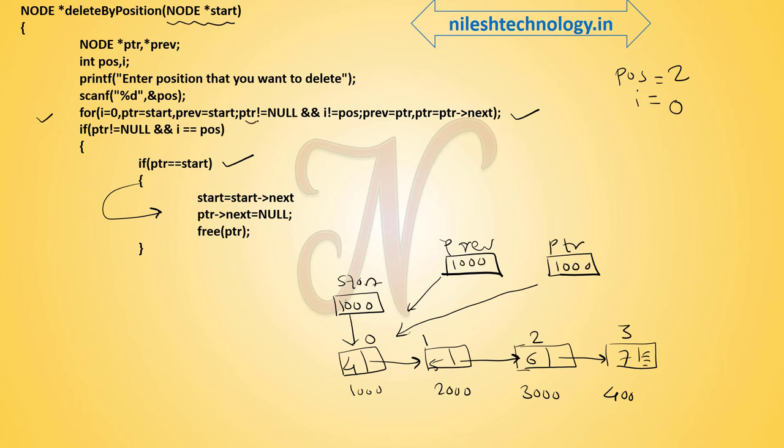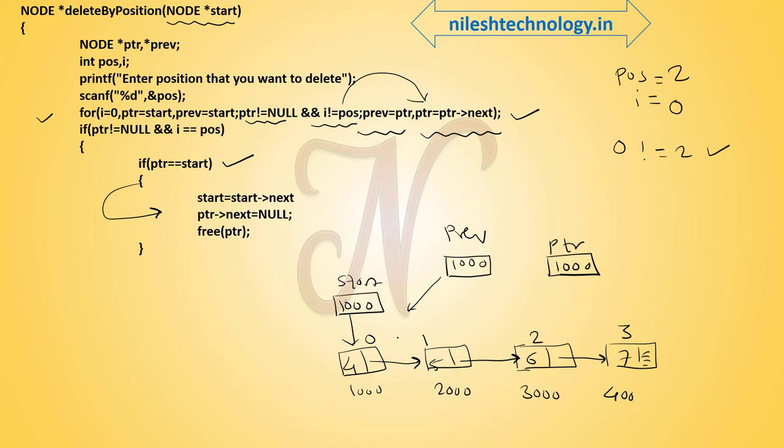Then the condition: ptr is not equal to null and i is not equal to position. So i 0 is not equal to 2, true. So it goes to this increment part, prev equal to ptr and ptr equal to ptr of next. So prev is already pointing to ptr and ptr equal to ptr of next. Now ptr is pointing to this next node, so the next node is 2000. Again, ptr is not equal to null and i is not equal to position. Now i is 1, and 1 is not equal to 2.